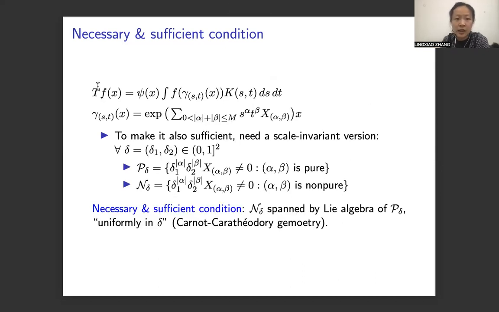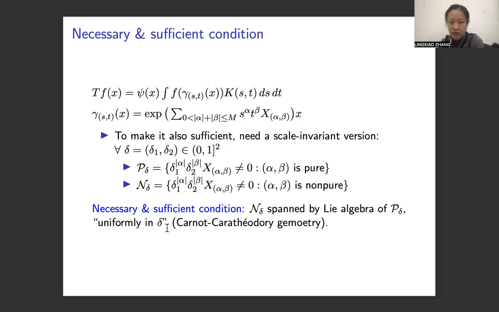Okay, so again, this is the operator T and this is the function gamma, and they gave rise to vector fields x sub alpha beta. So to make the necessary condition I just talked about also sufficient, we need a scale invariant version. So let delta be in (0,1) squared, and we dilate x sub alpha beta by delta 1 to the alpha, delta 2 to the beta. In this way, we obtain dilated pure vector fields and dilated non-pure vector fields.